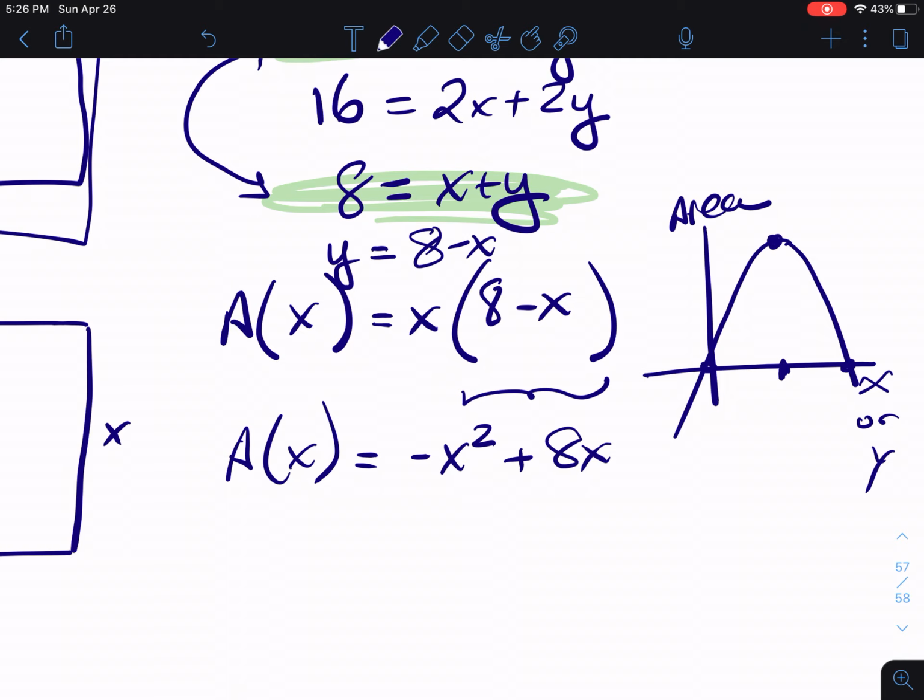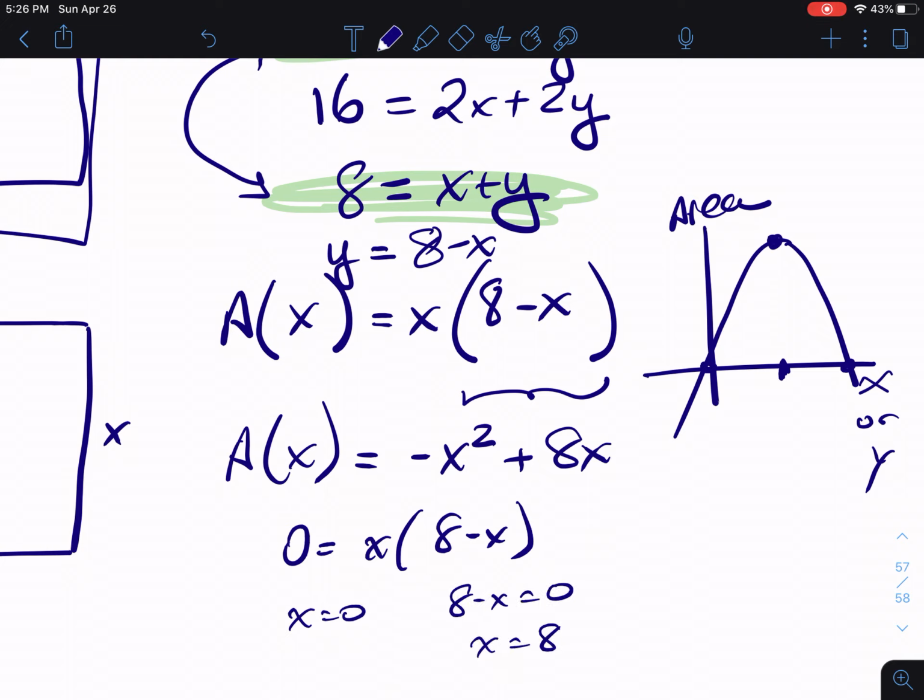So let's see. When is the area equal to 0? Well, we can look at either form of it. This is a pretty easy form. We already had it up above. So x equals 0, or 8 minus x equals 0. So x equals 8. So x equals 0 or x equals 8? So this is 0 and 8. So where's the middle? Right? The middle is 4.